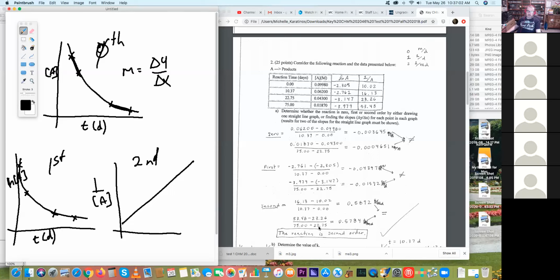Does anybody have any questions about this? This is how you determine whether it's 0, first or second order. Any questions?